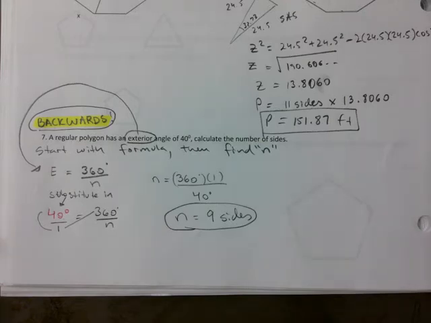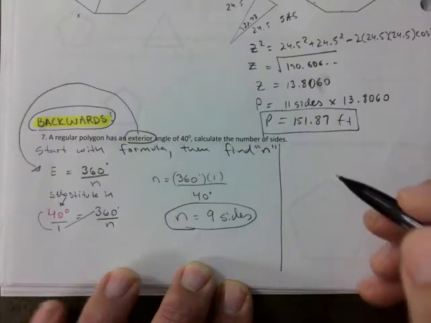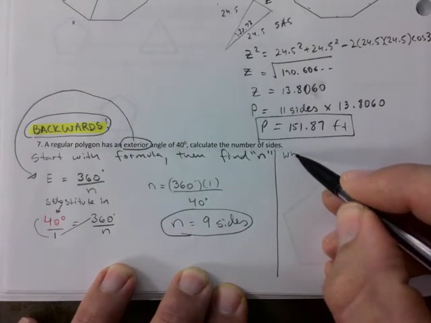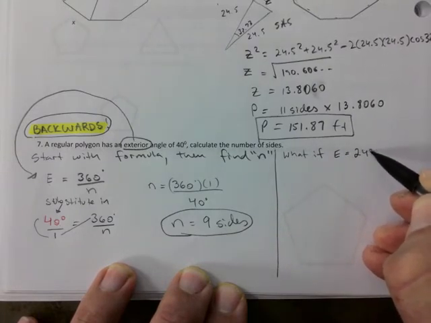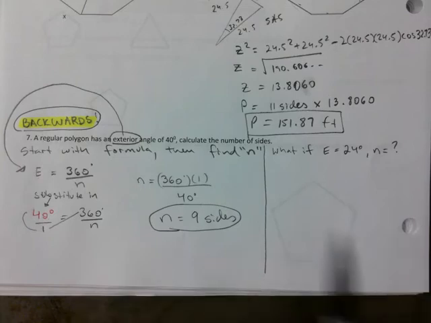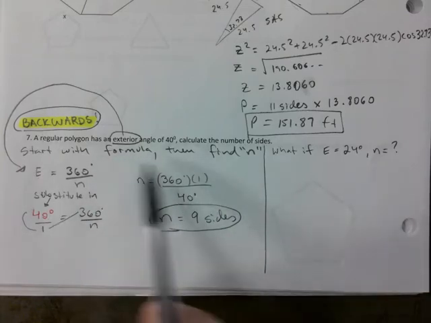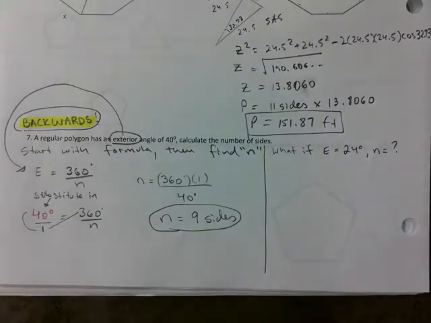Okay, so do we have that? Yeah, okay. Can you try one right here? What if the exterior angle is 24 degrees? What would the number of sides be? Apply what you just learned here. I used a lot of space here. You don't need that much space. What if I said, hey, the exterior angle is 24 degrees. How many sides would it have? No guessing. Show the steps.